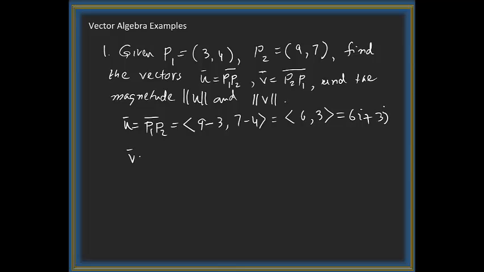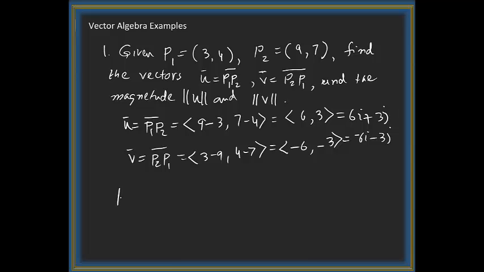Then vector V will be P2P1. Now we'll be doing 3 minus 9, 4 minus 7. So that one is giving me now negative 6, negative 3. You can say minus 6i minus 3j.